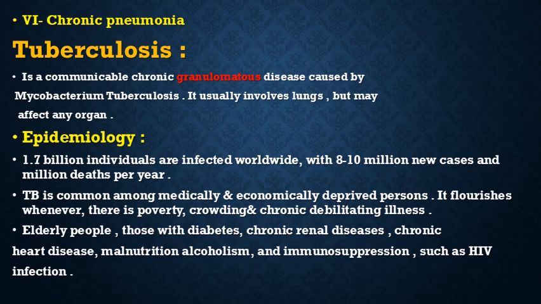Therefore the rate has declined so much and is very low. However, in some countries, especially in Asia, in poor countries and poor communities, there is still a high rate of this disease. TB among medically and economically deprived people flourishes whenever there is poverty, crowding, and chronic debilitating illness. Old people, people with diabetes, chronic renal disease, chronic debilitating disease, malnutrition, alcoholism, heart disease, immune-compromised patients, and HIV are all more prone to tubercle bacilli infection.